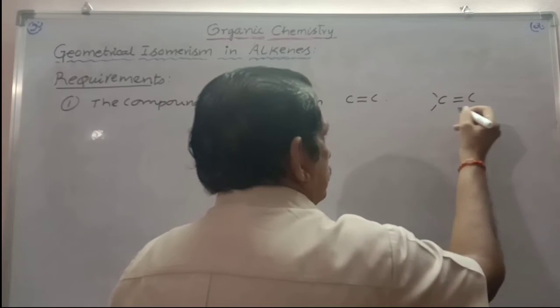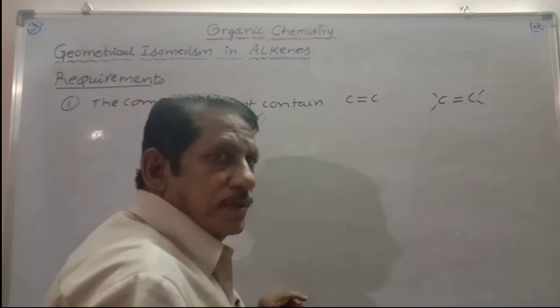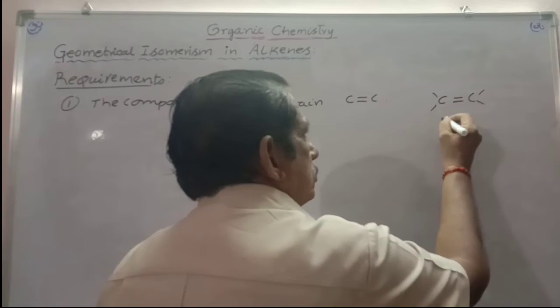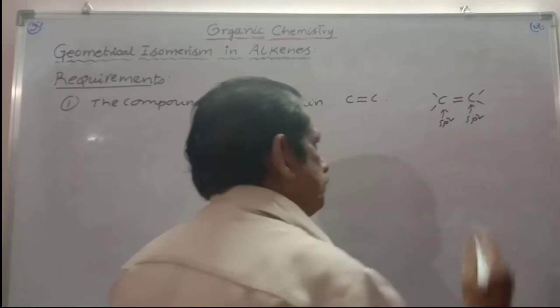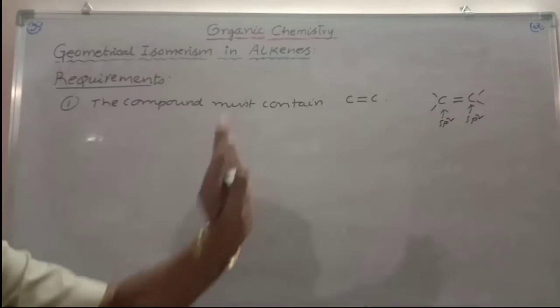When it is C double bond C, the other two valencies are sigma bonds, and these two carbons will be sp2 carbons. That is the first one you have to note.